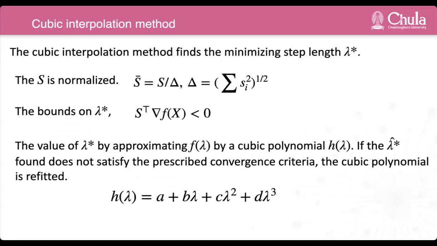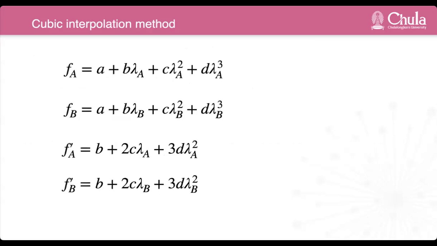Okay, the next one is the cubic interpolation method. For the cubic interpolation method, instead of estimating the function as a quadratic function, you estimate it as a cubic function. Of course, for a cubic function, you need 4 parameters. Normally, instead of using 4 points to determine those 4 parameters, we can use 2 points with derivatives. You have 4 conditions, the same, right?